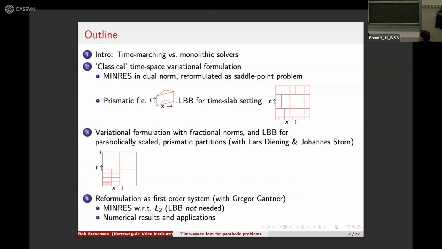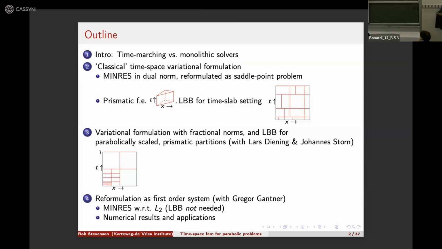So this is the outline. I will first give an introduction, explaining the difference between time marching methods and monolithic solvers, where you solve the problem as one big problem and not as a sequence of problems. And I will present three different monolithic solvers. All have their pros and cons.